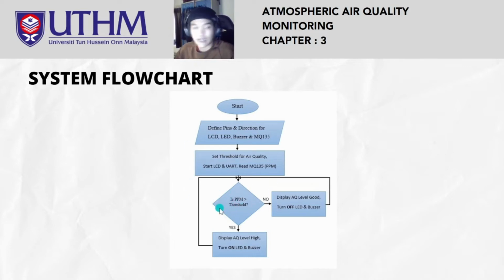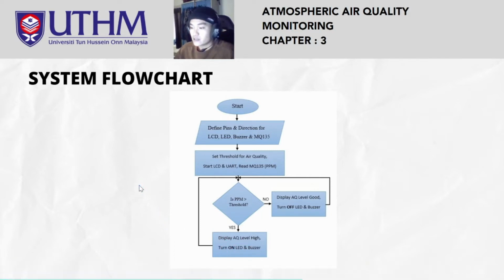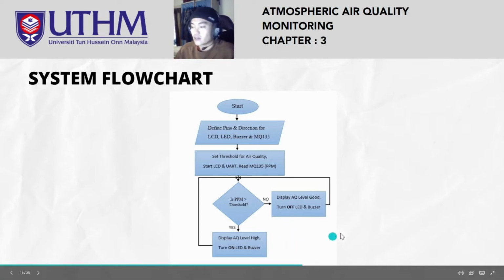We can see right here, is the ppm more than the threshold? If yes, it will display air quality level is high, and it will turn on the LED and the buzzer. And if the ppm is less than the threshold, it will display air quality level is good, and it will turn off the LED and buzzer.